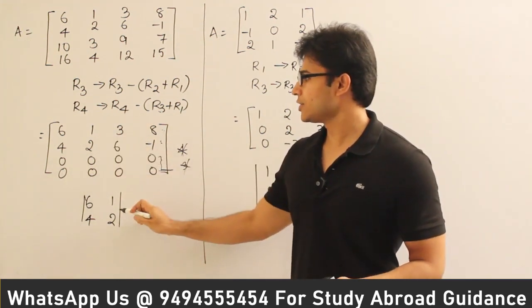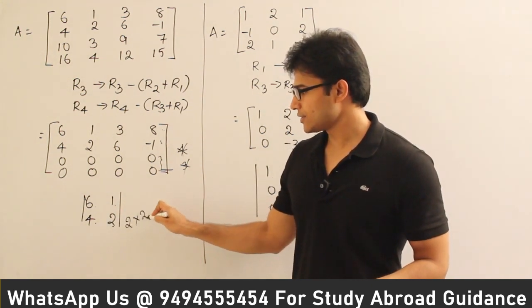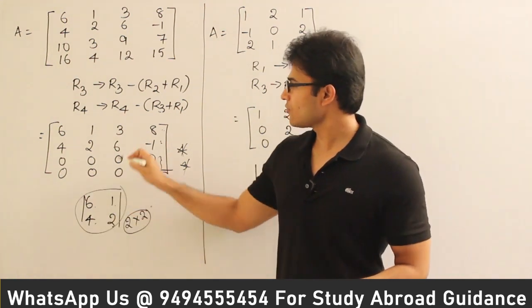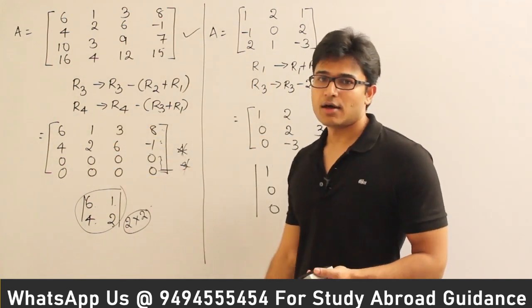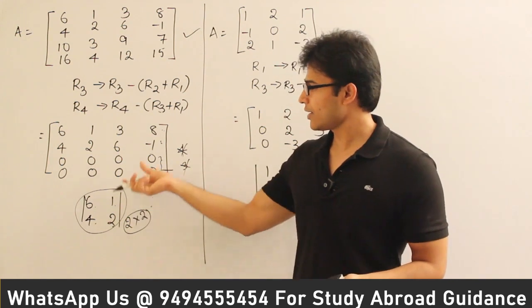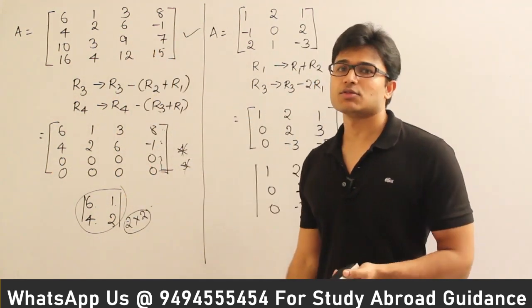Now I am able to find it. So if you observe this, it is a 2 by 2 square submatrix whose determinant is not equal to 0. Therefore the rank of this matrix is equal to 2, because after doing these transformations, the rank doesn't change, isn't it? So the rank of this matrix is nothing but 2, and so the rank of this matrix is 2.